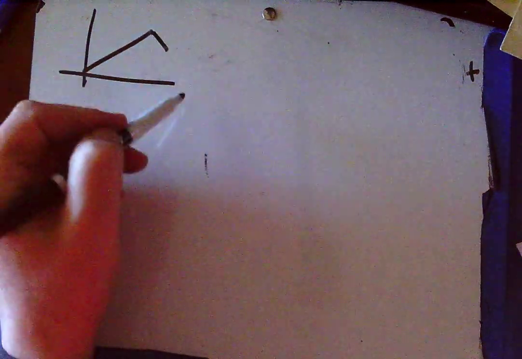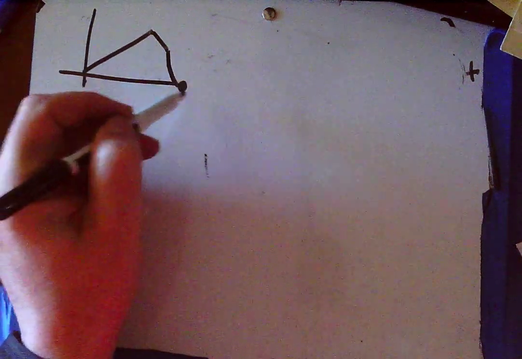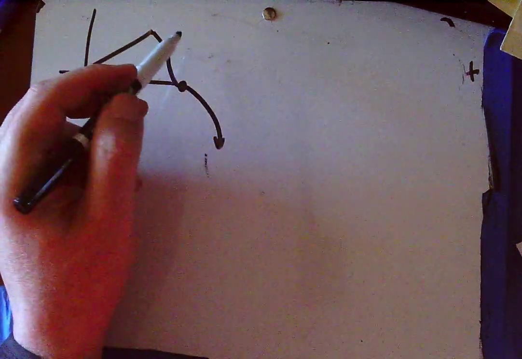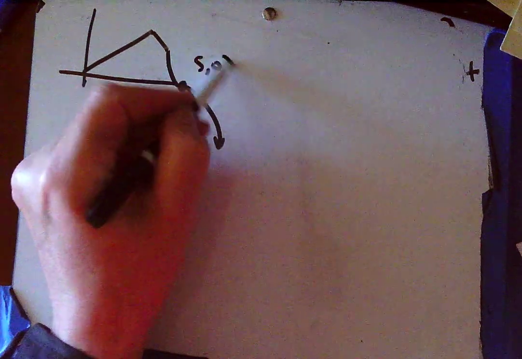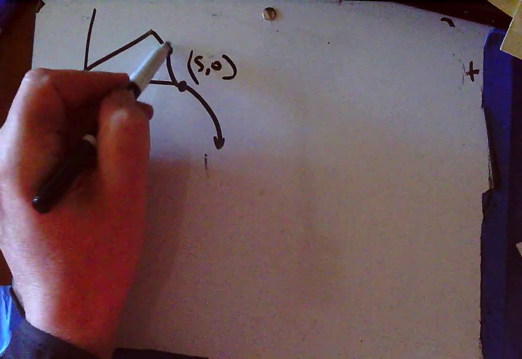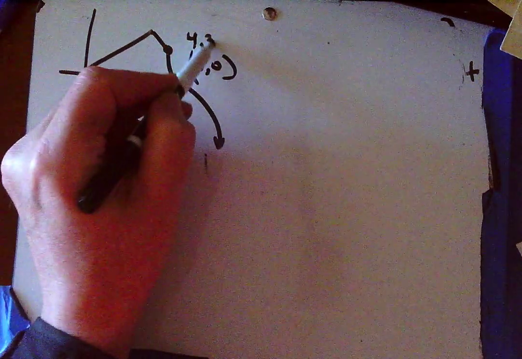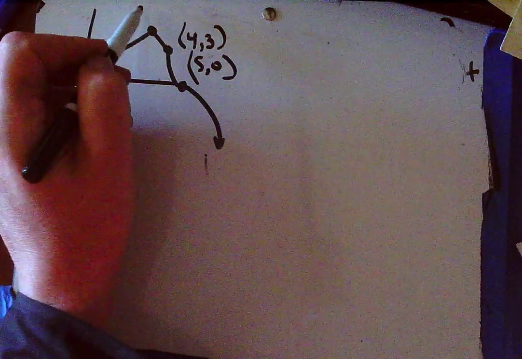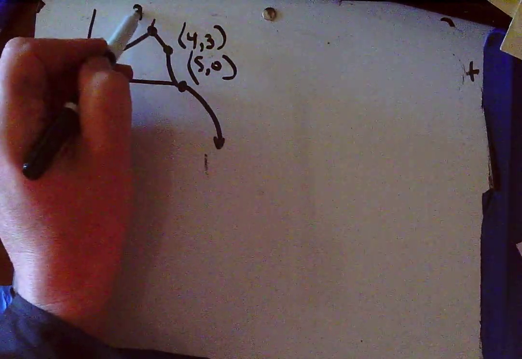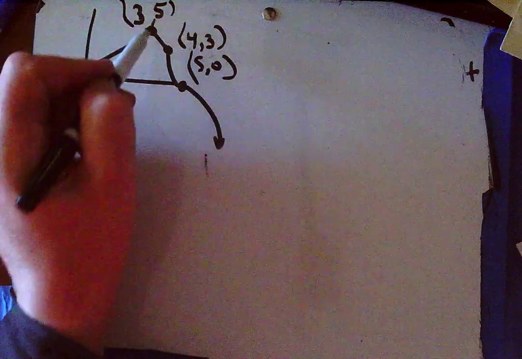These are really good stations, though. A lot of students get these either partially or completely wrong on the test. Got a little graph here with a straight line and a straight line, and then a concave up and decreasing, and a concave down and decreasing. This is the point 5, 0 here. And this point is 4, 3. And this point is 3, 5.